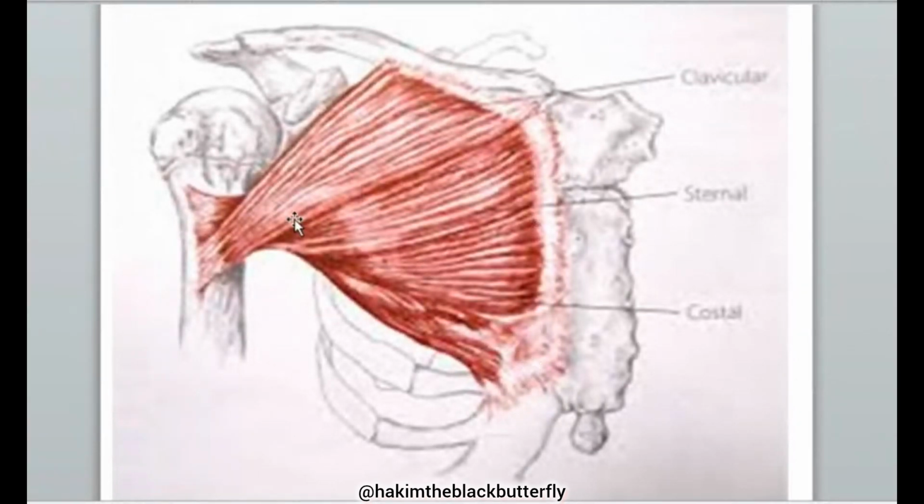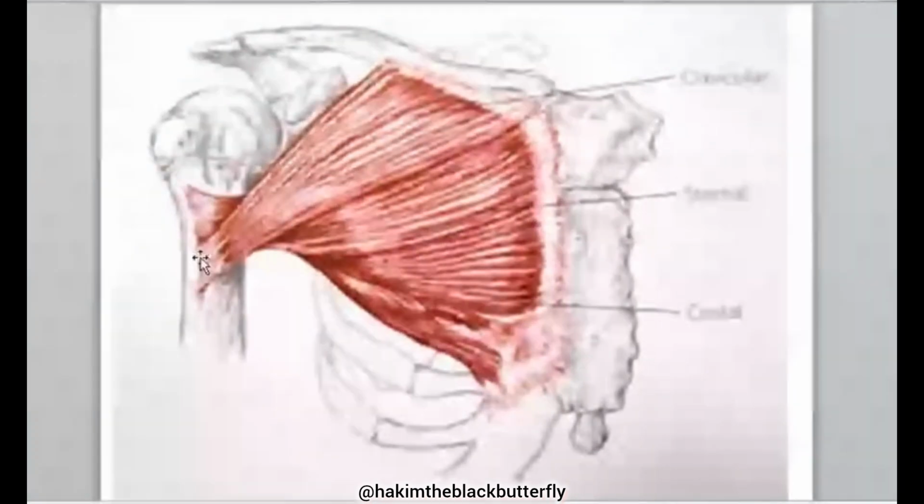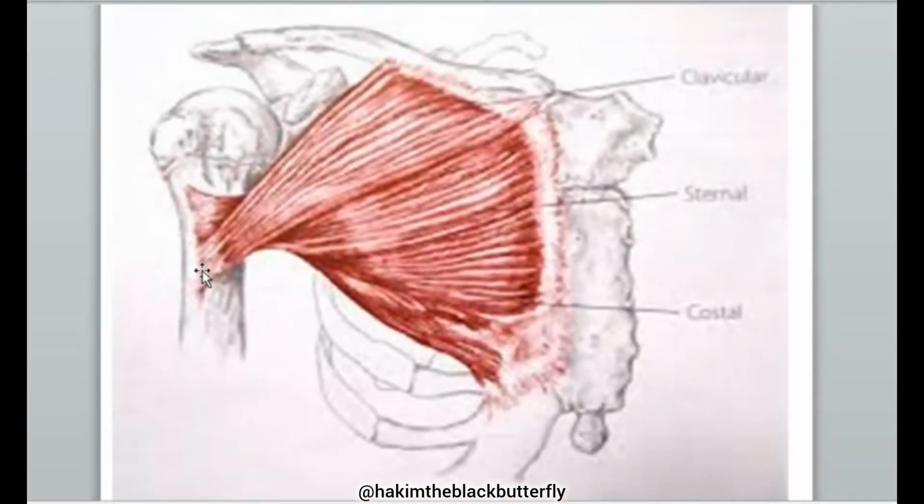And then the fibers will go and insert on the humerus. This point of the humerus where the fibers insert is known as the lateral lip of the bicipital groove. That is why it is very important for you to study the anatomy of the bones, because when I talk about the lateral lip of the bicipital groove, you must have studied the humerus and you know where it is. So you say that this muscle originates from the medial third of the clavicle and the sternum and inserts on the lateral lip of the bicipital groove.